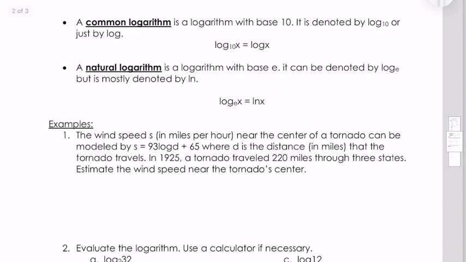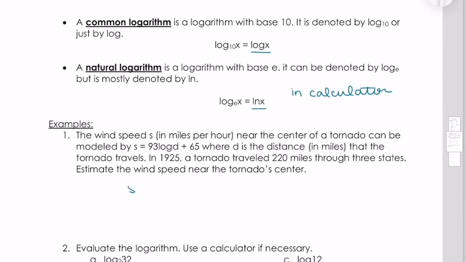Alright, a common logarithm is a logarithm with base 10. It's denoted by log base 10 or just by log. Log base e is called a natural logarithm, and that is ln. So that means natural log. Those are both buttons on your calculator, and they are next to the number 7 and the number 4. Alright, so let's work with those.